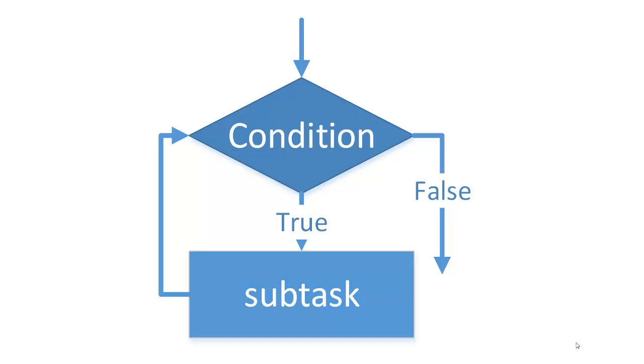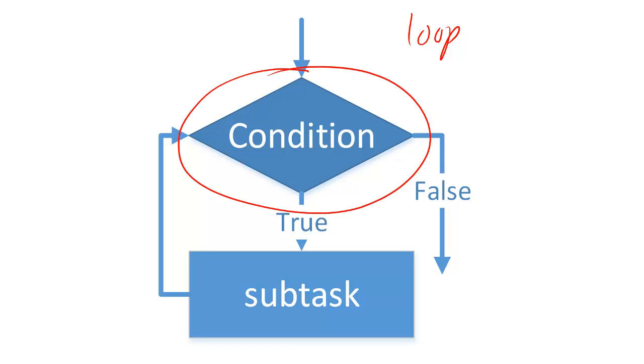One of the basic programming structures is called the loop structure. And a loop basically has just two main parts. The condition, which is here, which basically tells us, do we take the loop or not? So yes, we take the loop. No, we don't take the loop. And it's got some subtask here, which is called the loop body.